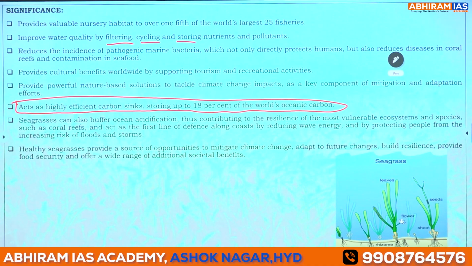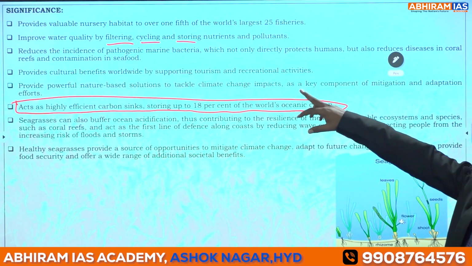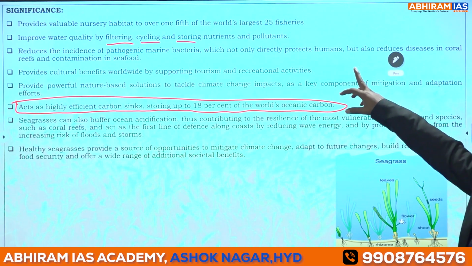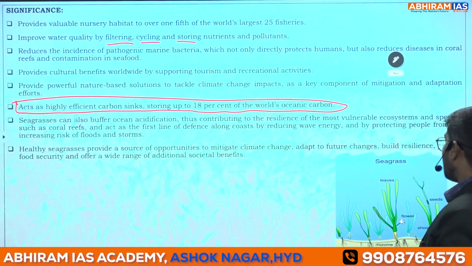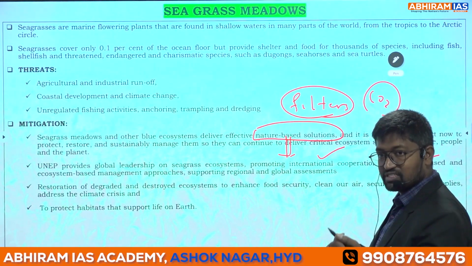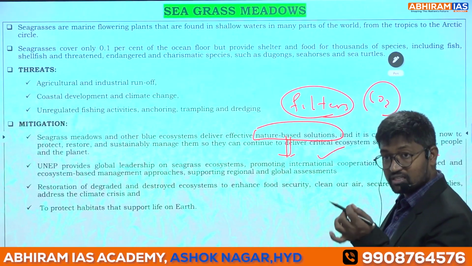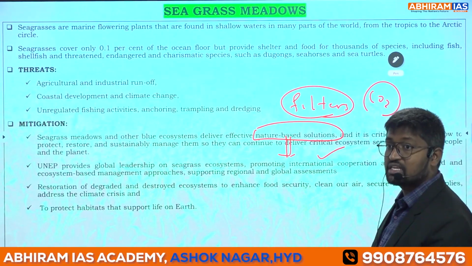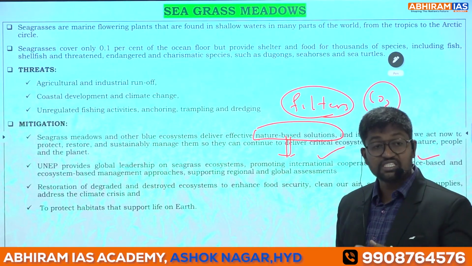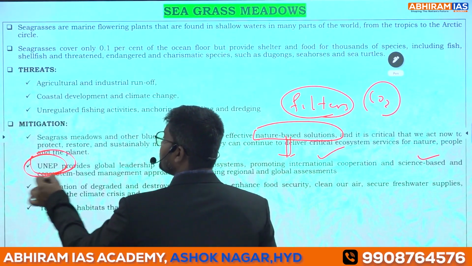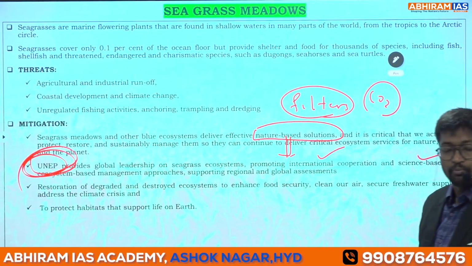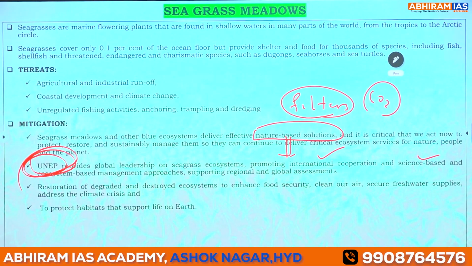And which organization? See, it also acts as a nursery to over one-fifth of the world's largest 25 fisheries. So the important thing is you have to understand what seagrass is, what threats it faces, and which international organization is collaborating to restore and protect this seagrass.